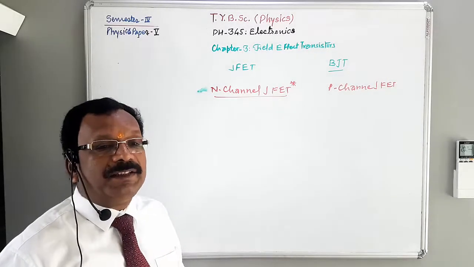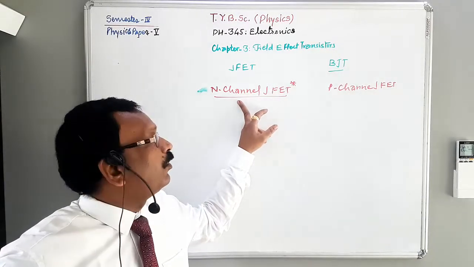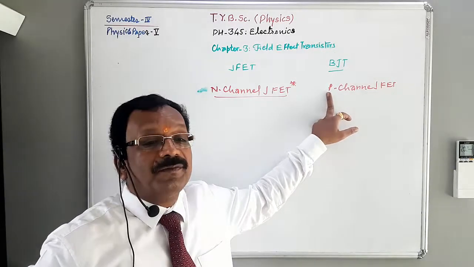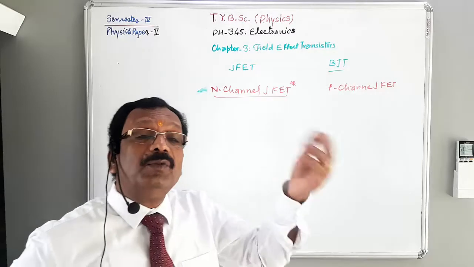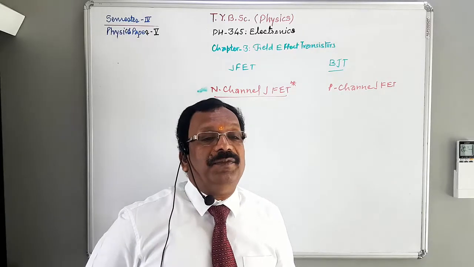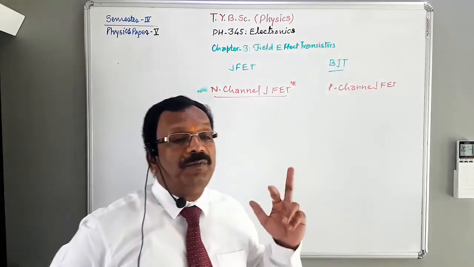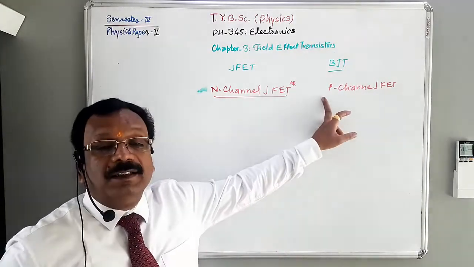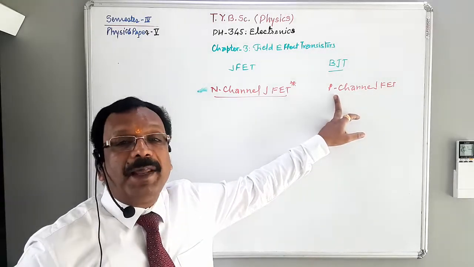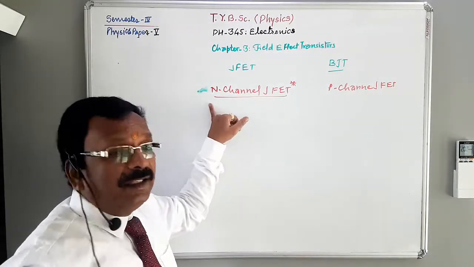In N channel JFET, current conduction takes place due to electrons, whereas in P channel, the current conduction takes place due to holes. Okay. Now when we look at the switching speed and cutoff frequency, obviously N channel JFET has high switching speed and high cutoff frequency, whereas switching speed and cutoff frequency of P channel is comparatively low compared with N channel.